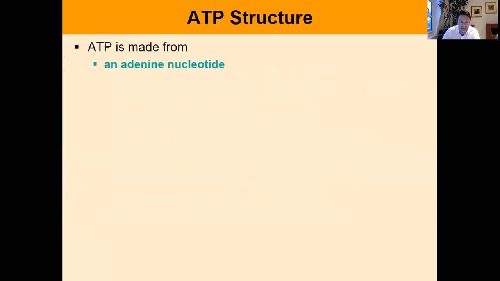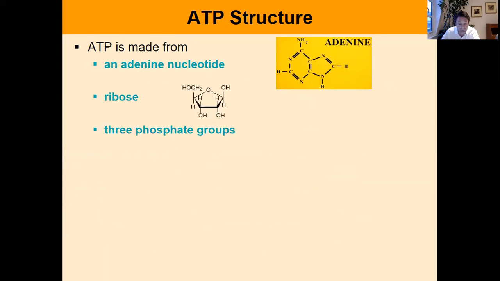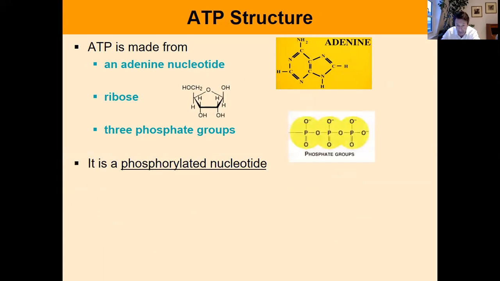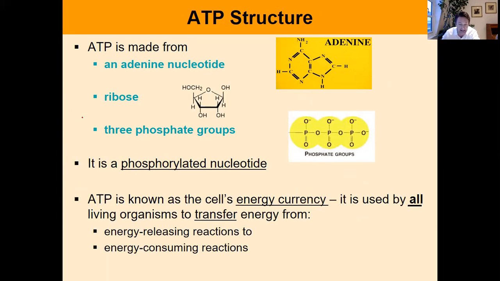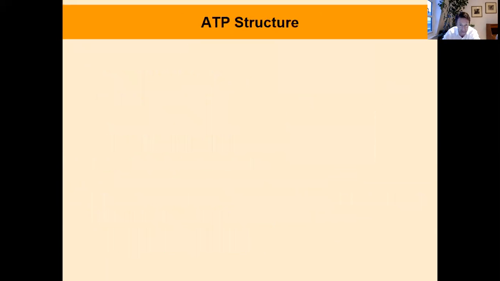So here's the structure of ATP. We've got an adenine, we've got a ribose, we've got 3 phosphate groups, and hence the T in the triphosphate. So it's a phosphorylated nucleotide, and it's used as the cell's universal energy currency, in that it's used by all living things to transfer energy for all reactions in all living things. And it's used to transfer energy from things that release energy to things that consume energy.